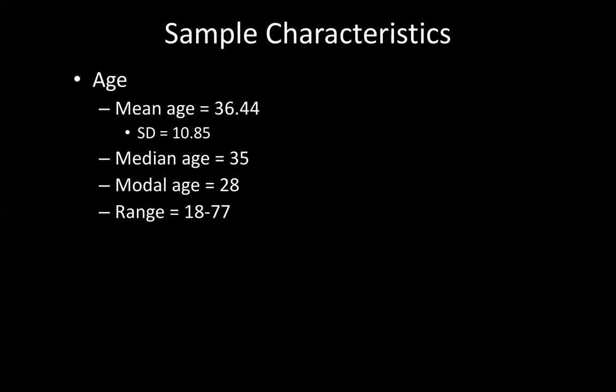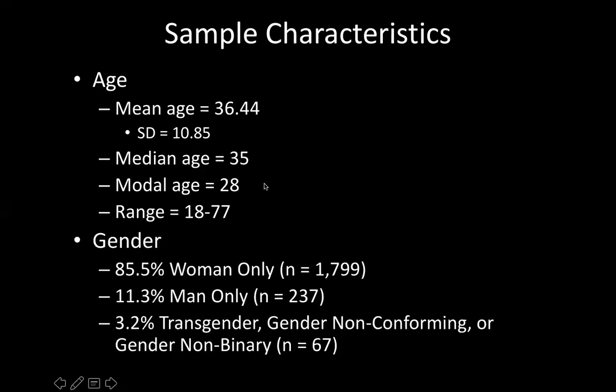In terms of our sample, this is a little bit of a sense of what folks look like. So our mean age is about 36, and the standard deviation is 10.85. So that means that on average, the distance between each person and the mean of 36.44 is 10.85. So we have quite a range there, and we see that in the range here, our participants ranged from age 18 to 77. And our median age is 35, so that's right in the middle of the whole distribution. And our modal age, which is the most common age reported, was 28. So right around in the high 20s, mid 30s range.